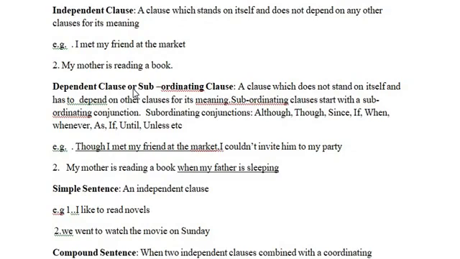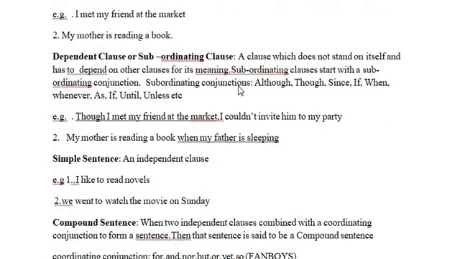And what is a subordinating conjunction? You people have an idea about conjunctions, right? We have coordinating conjunctions, we have subordinating conjunctions. So what are subordinating conjunctions here? Subordinating conjunctions are, for example, although, though, since, if, when, whenever, as if, until, unless, however. These are all subordinating conjunctions. So a dependent clause always has a subordinating conjunction.